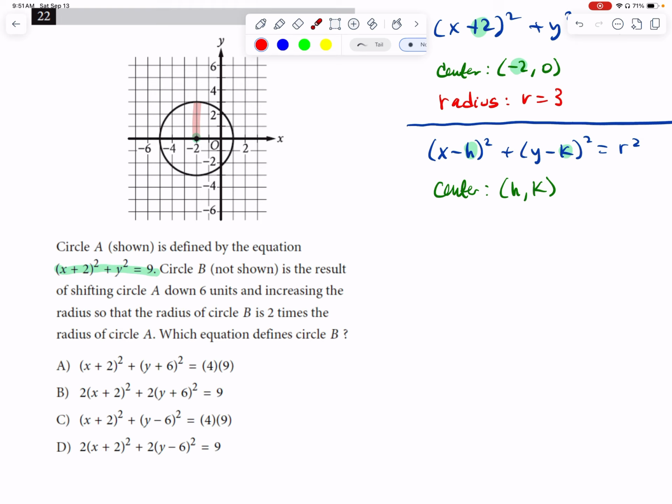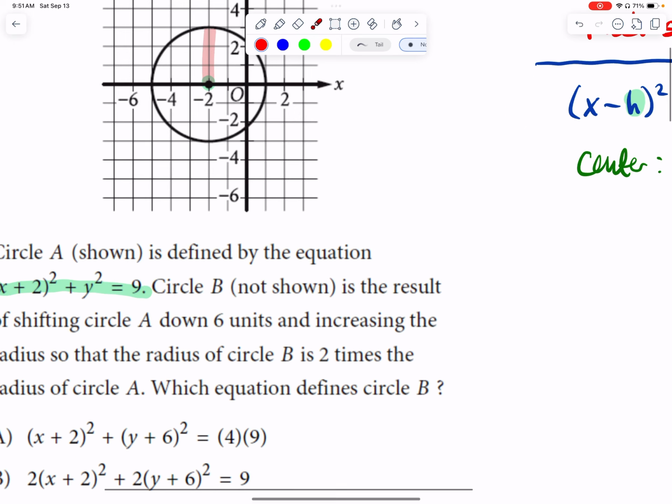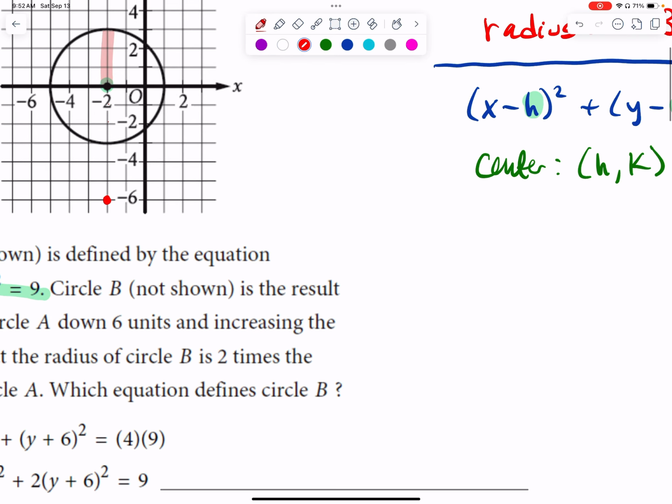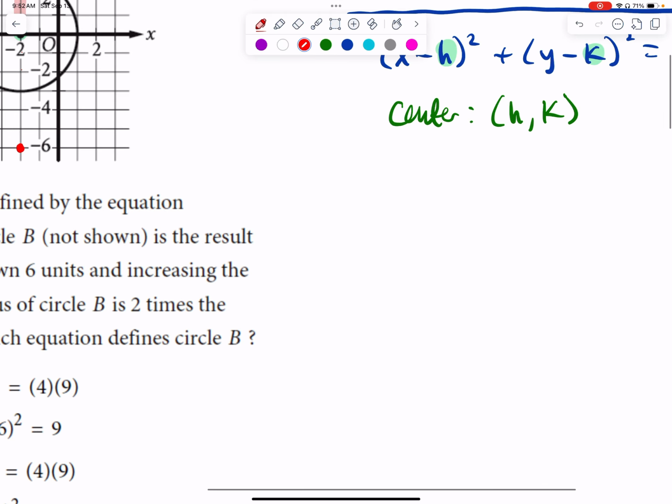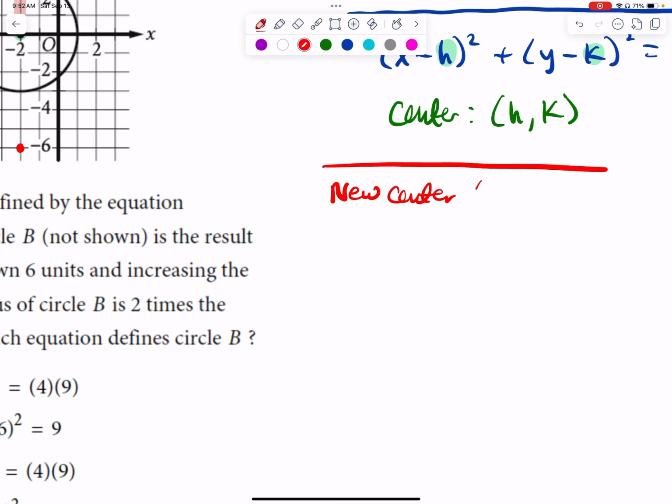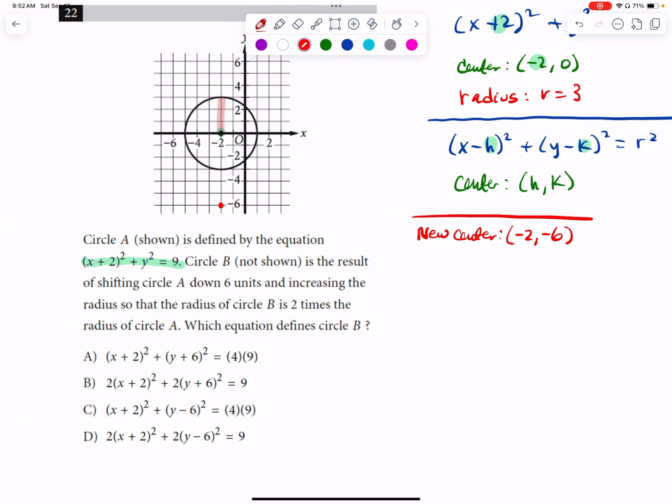Because what it's telling us to do, circle B, shifts the circle down 6 units. So if I'm going to shift this center point down 6 units, let me just count here. 1, 2, 3, 4, 5, 6. Of course, it puts the new center point at -2, -6. So here's the new center.